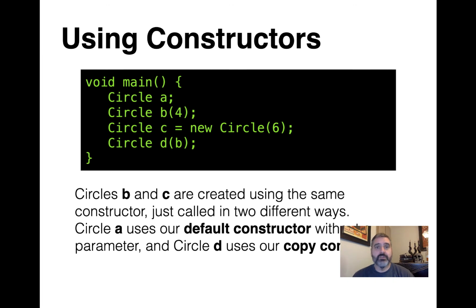The last one is using our copy constructor. So our copy constructor is, I'm creating circle D, but I'm sending it circle B. So circle D is going to have a radius of 4. You sent me an example of a circle. I'm just going to copy those values and use them for my new circle.